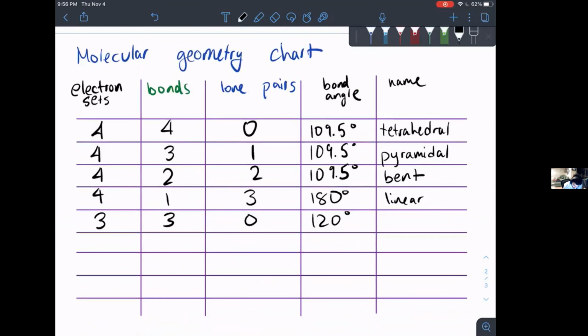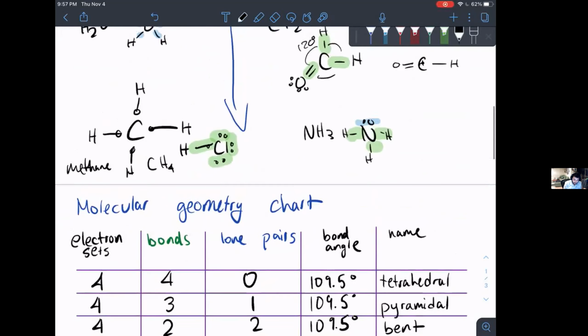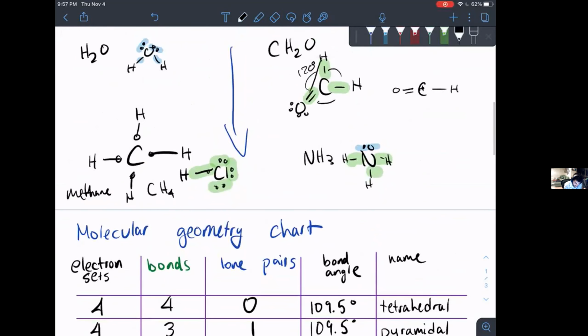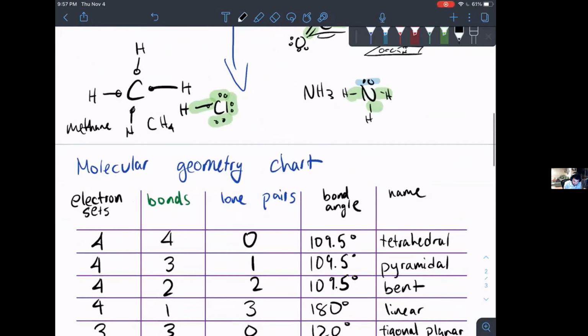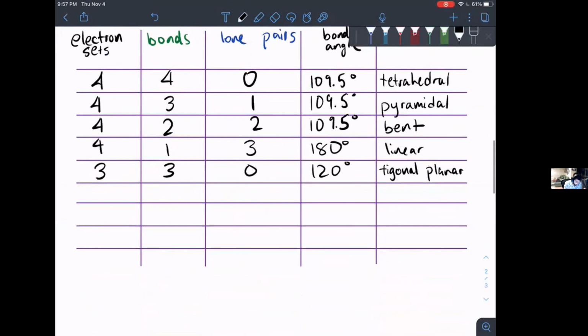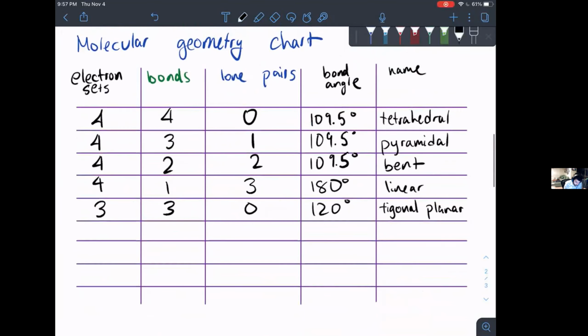And we're going to call this trigonal planar. Trigonal referencing that it kind of forms a triangle, or it's got three sides, and planar referencing that it sits flat on a plane. That's my kind of demonstration of the planarness. And we'll build all these as well.